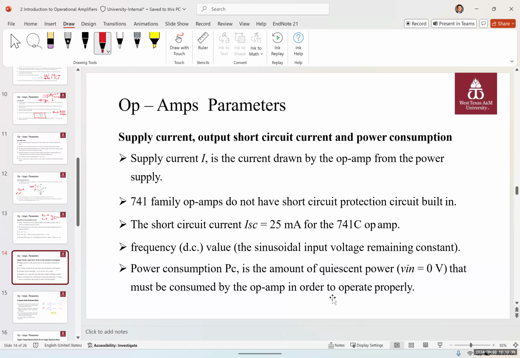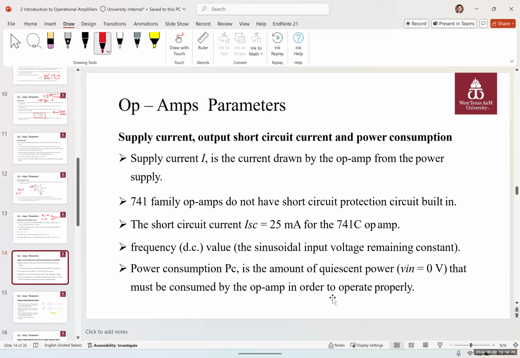Some of them have a short circuit protection built in, some don't. So when we go to the lab, I will show you, we have to be a little careful with the op amps. Sometimes we have to build a circuit protection. The short circuit current is 25 milliamps, meaning the maximum current that we could put through the system is 25 milliamps. We usually give it a DC, so frequency, we have the sinusoidal input voltage remaining constant.